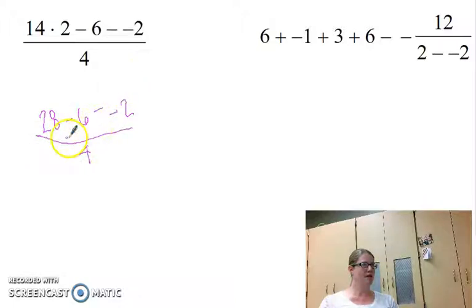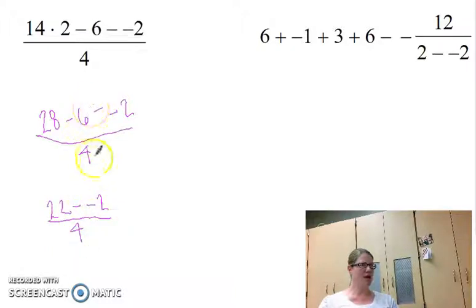Okay, so again, I still have this grouping symbol that keeps all of this stuff up here together. So I'm going to go across here. I only have addition and subtraction, which in this case is just subtraction. So I'm just going to work from left to right. 28 minus 6 is 22. And then I still have the minus negative 2. And then I am dividing by 4.